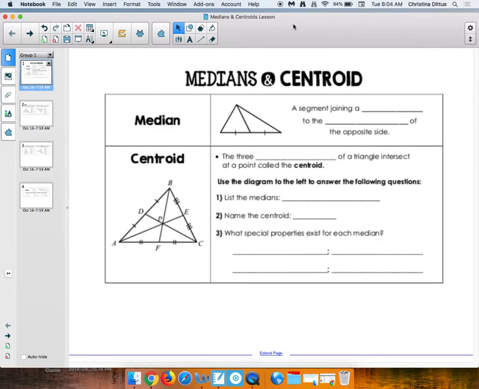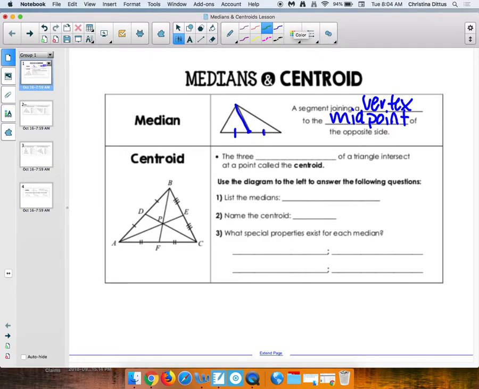Medians are a line that connect a vertex and a midpoint. I know it's a midpoint because I got dashes here, okay? So they connect a vertex to the midpoint. Vertex being like where two sides of a triangle meet. So there are 3 medians in every triangle.